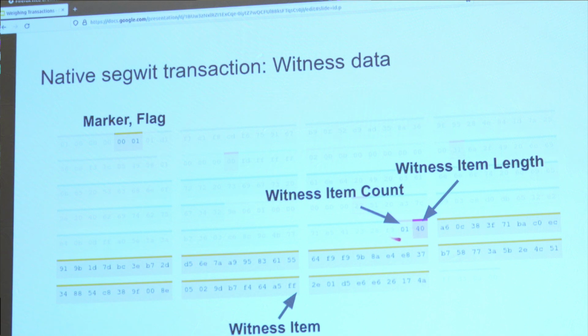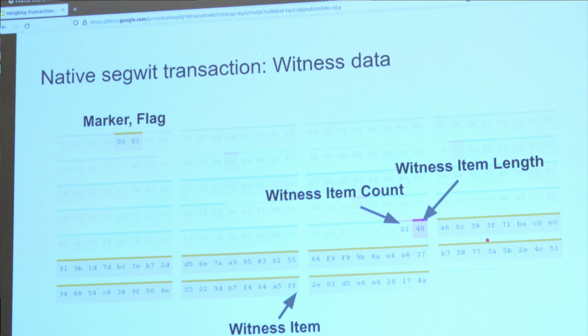And the first thing that we have is a number of witness items. And then the length of, in this case, the first and only witness item, which is 0x40, which is 64 bytes, and this makes that a signature. And yes, in a pay-to-taproot key path spend, we only have a signature in the witness stack. All right, so this is our first pay-to-taproot input ever.